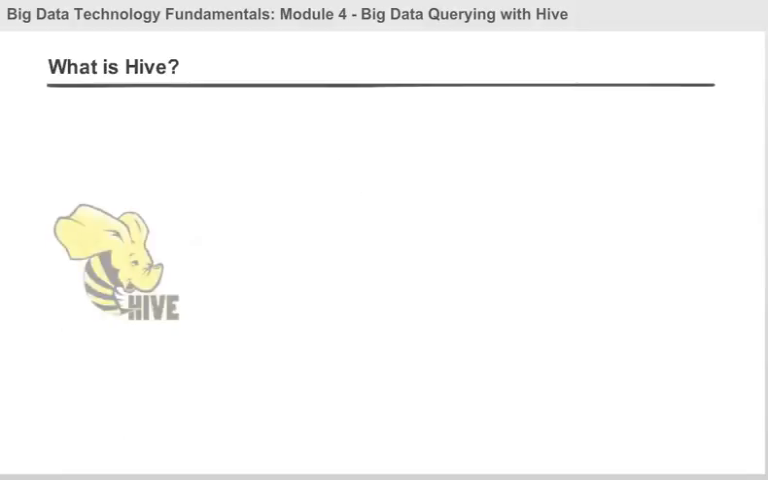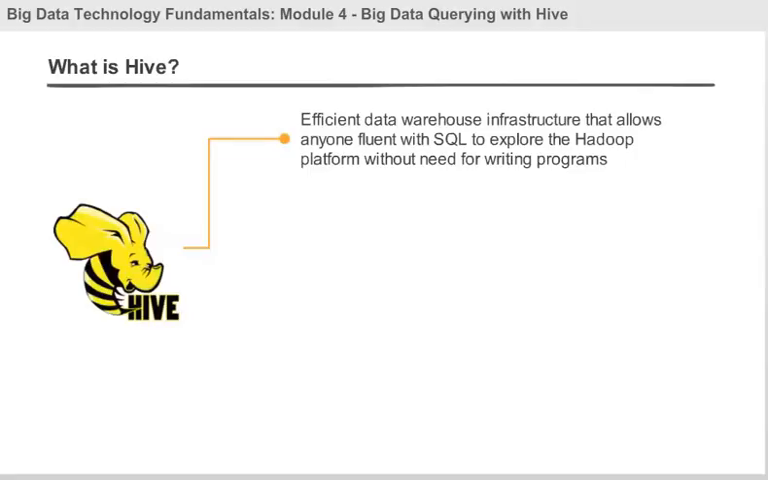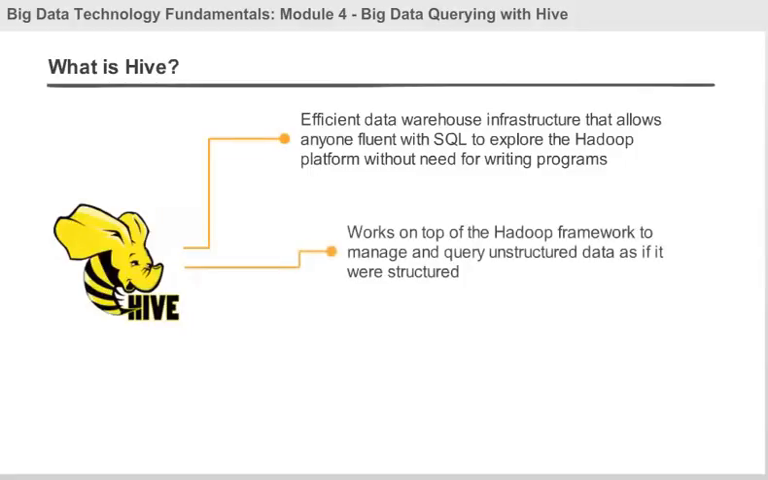Hive is an efficient data warehouse infrastructure that allows for querying and analyzing of large data sets. Hive lets anyone who is already fluent with SQL leverage the Hadoop platform without the need for writing complex programs. This data warehouse infrastructure works on top of the Hadoop framework, letting users manage and query unstructured data as if it were structured. Hive uses MapReduce for execution and HDFS for storage, so the ability to achieve massive scale and fault tolerance are innate features of Hive.